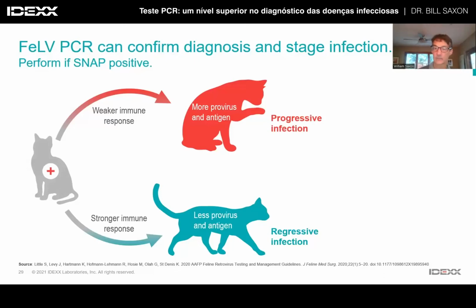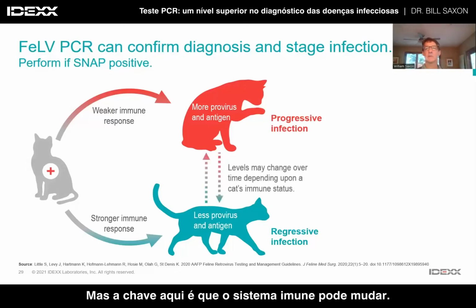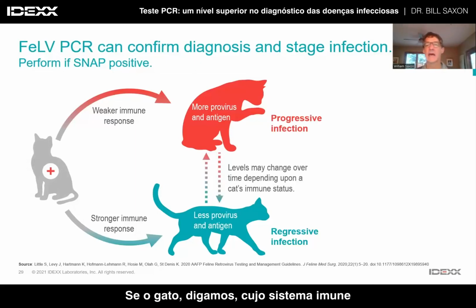It's not sick, okay? So the immune system has determined that, but the key here is that the immune system can change. If the cat, say, whose immune system is able to control the disease in this regressive stage, where there's only DNA of the virus in the DNA of the cat, is living a perfectly healthy life. Let's say as it gets older, it gets immunocompromised from having, say, lymphoma or being given high-dose prednisone for inflammatory bowel disease. That can diminish the immune system, weaken it, and that cat can revert to a progressive infection.